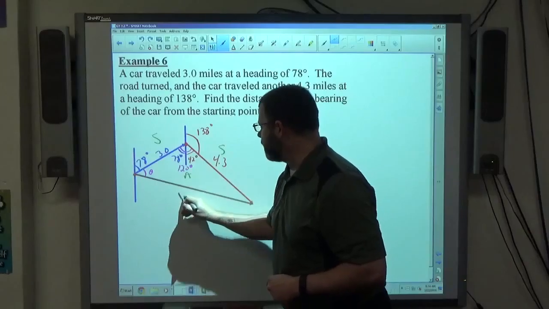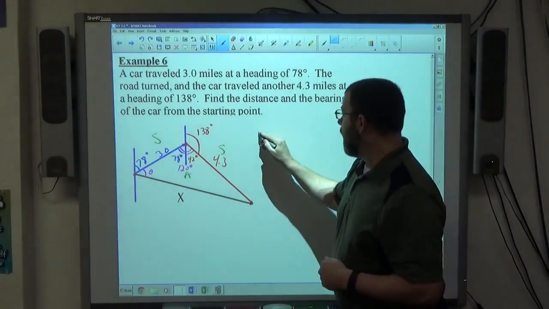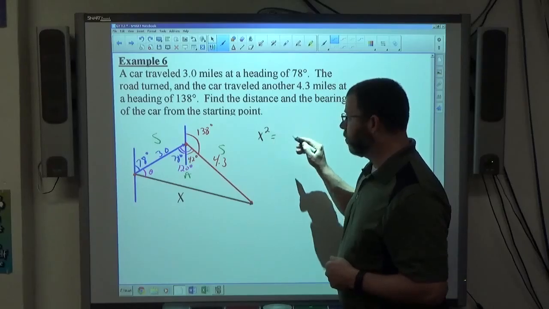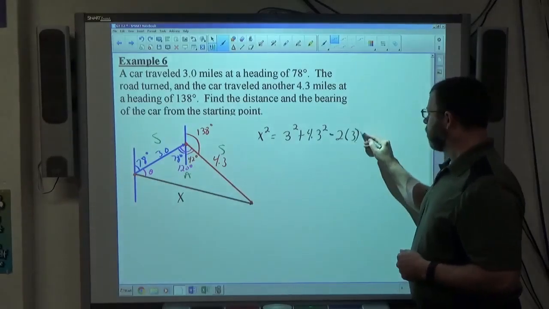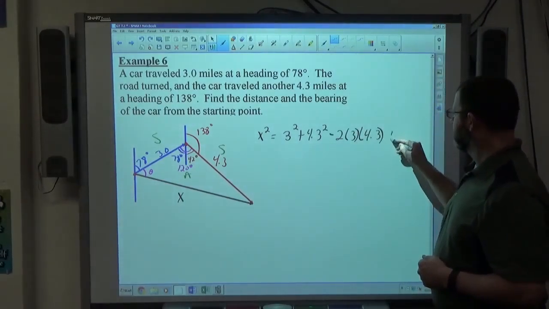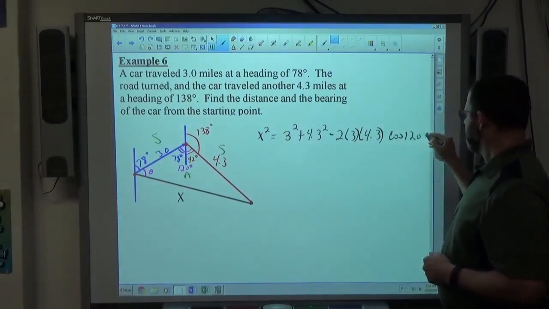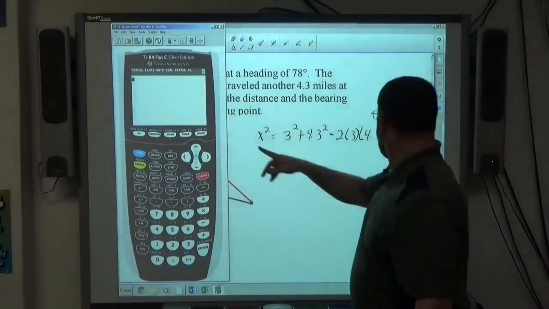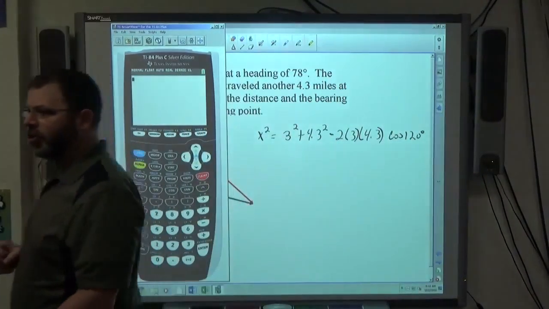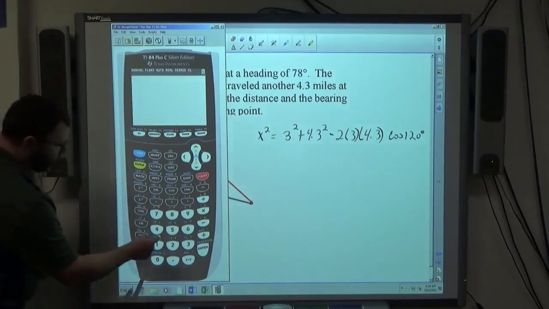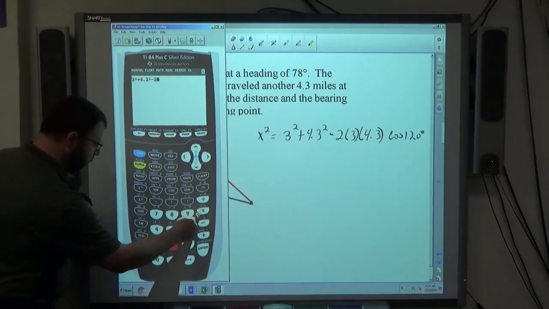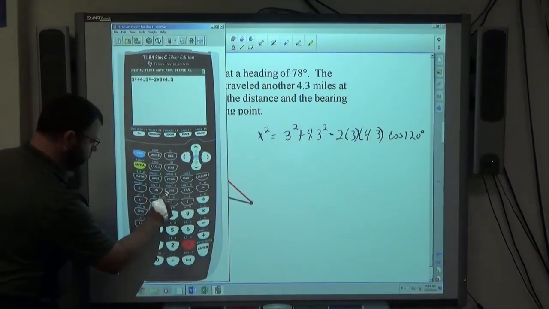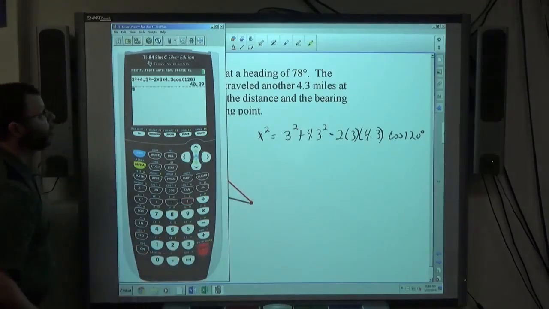So if I'm trying to find x down here, using the law of cosines, I know that x squared is equal to 3 squared plus 4.3 squared minus 2 times 3 times 4.3 times cosine of 120. Get my calculator out and I just punch that in exactly what I'm seeing. I do make sure I'm in degrees before I start typing. If I'm going to use trigonometry, I always make sure I'm in the right mode. So 3 squared plus 4.3 squared minus 2 times 3 times 4.3 times cosine 120 comes out to 40.39.